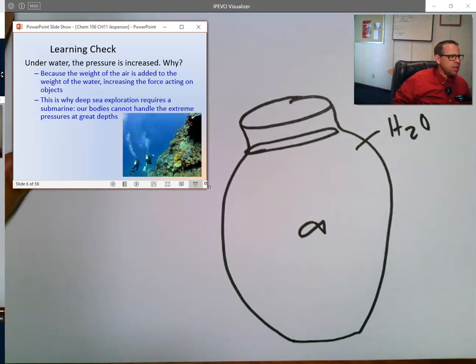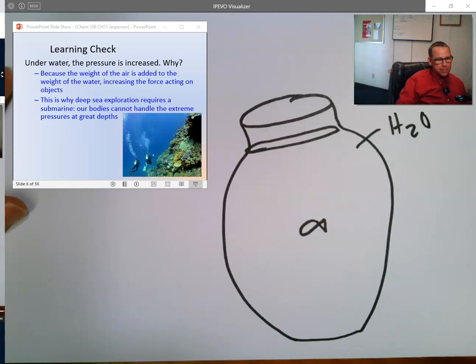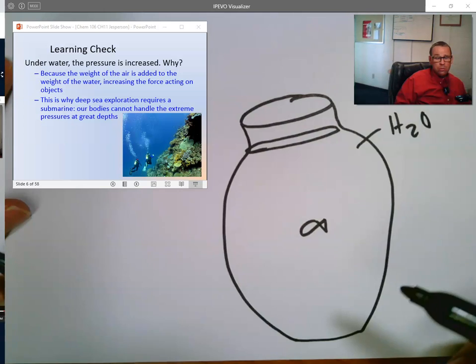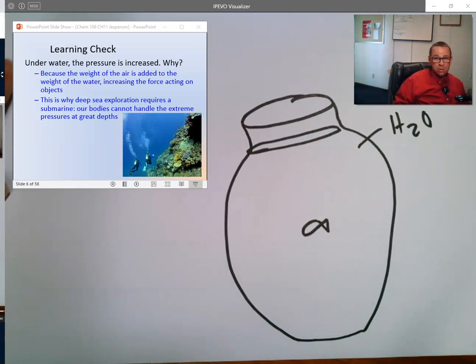Do fish breathe? Do they need oxygen? What do you think? Write it in the chat there. Do fish need oxygen? Yes, of course they need oxygen. Where do they get that oxygen from? They get the oxygen that is dissolved in the water. So there are oxygen molecules that are actually dissolved in water.